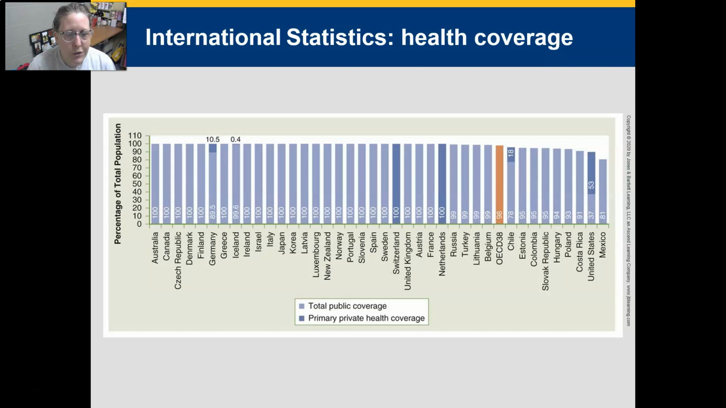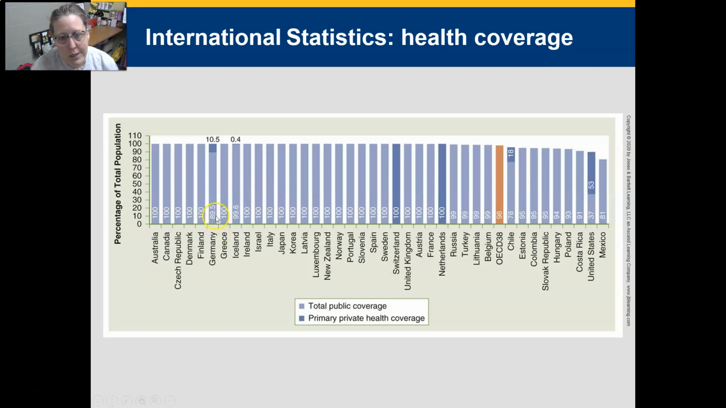Now healthcare coverage: how much of the population has healthcare coverage, and which part is public and which part is primary private health coverage, meaning usually purchased by the individuals. You can see the bulk of these OECD countries have 100%, and some of them 99 or 98% of their population. It's better to say population, because part of the percentages that aren't covered may be some illegal aliens that are in the country.